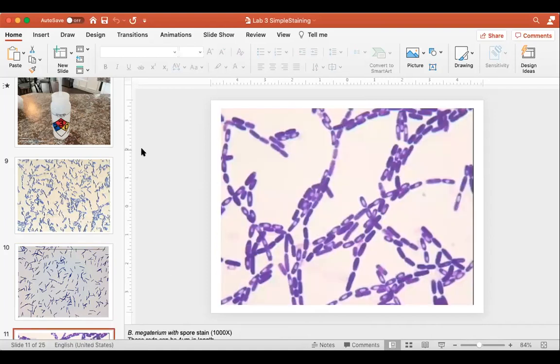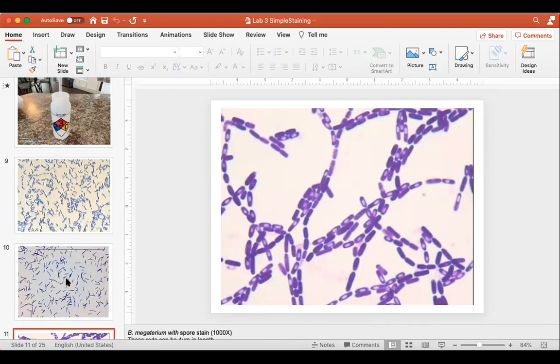Here's another slide. Look at the chains of cells on this one. That's really impressive, isn't it? They line right up like little soldiers. And then they were attached to the slide and stained. Now, this particular organism, this is also under the 100x lens. So we're at 1,000 times magnification.